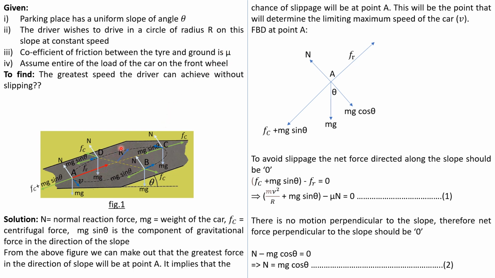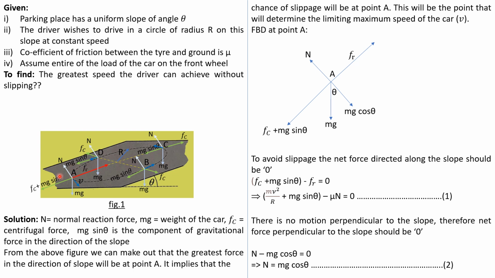The driver has to drive the car with constant speed, but it should be maximum for that radius of the circle. So let us consider the forces. So we have taken 4 points, A, B, C and D.